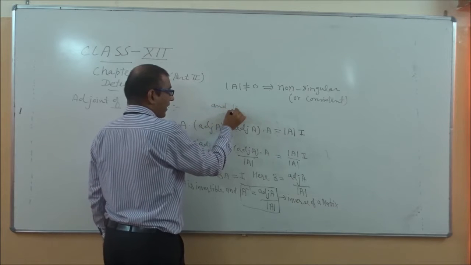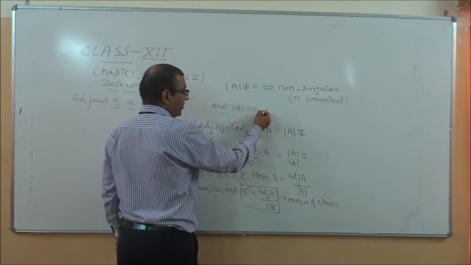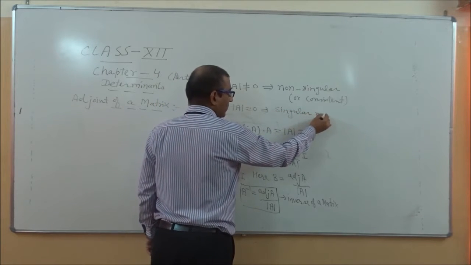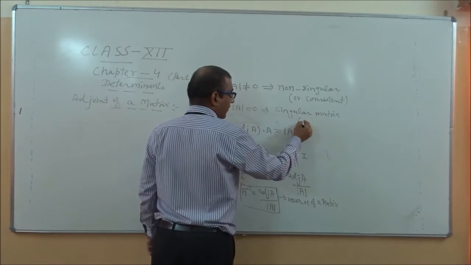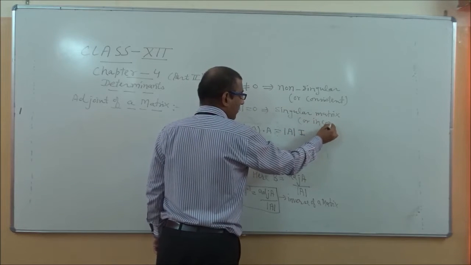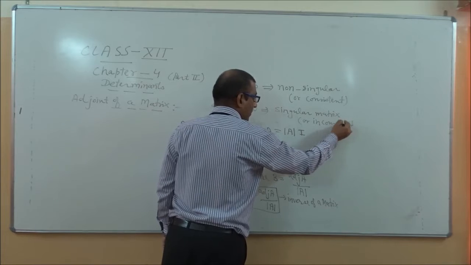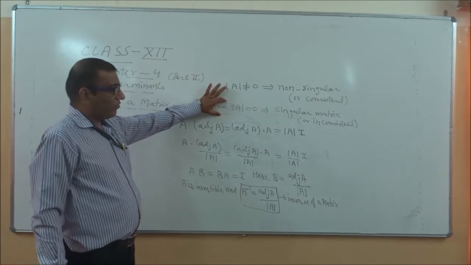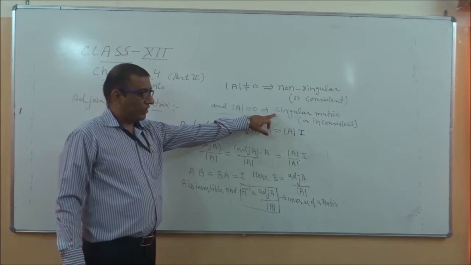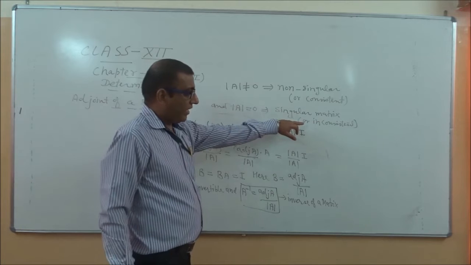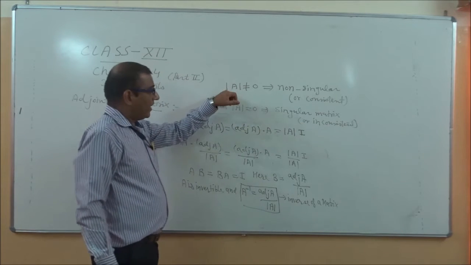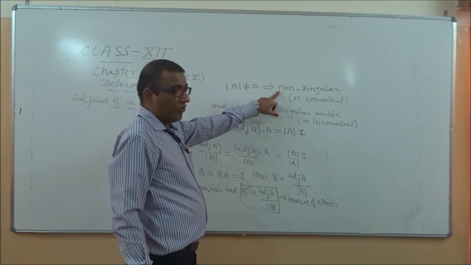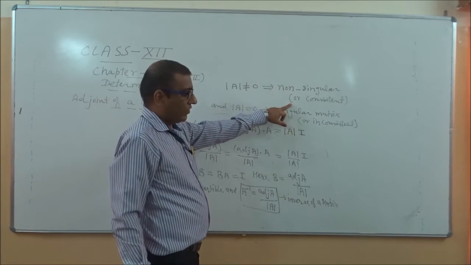And if determinant A equals 0, then such a matrix is known as a singular matrix, and it is related to inconsistent systems. So this is very important. If determinant A equals 0, such a matrix is known as a singular matrix, or we can say an inconsistent system. If determinant A not equal to 0, then such a matrix is non-singular or consistent.